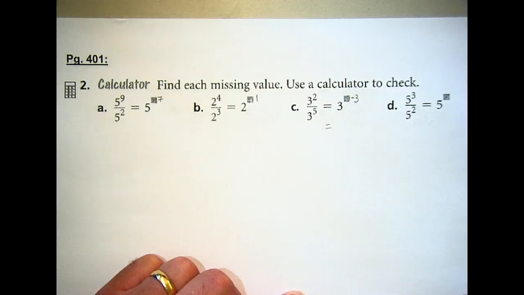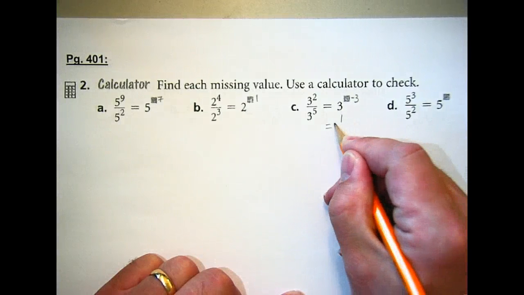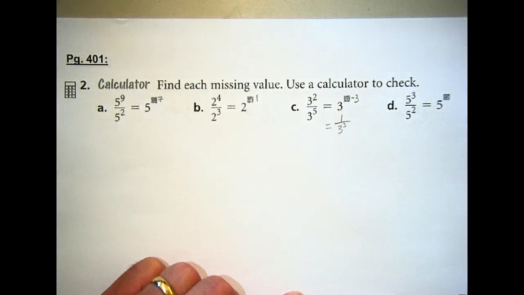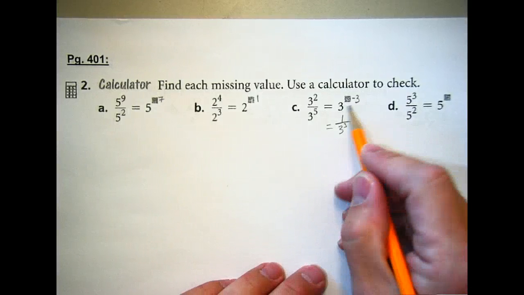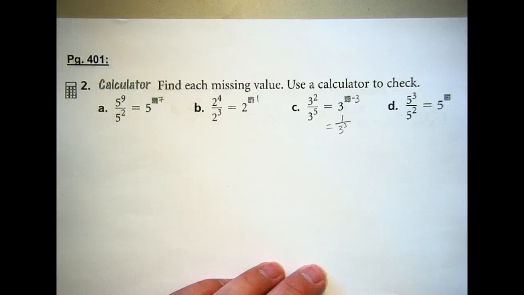Anyone want to raise their hand and tell me? Kelly? 1 over 3 to the 3rd. Hey, I have good peripheral vision, man. I saw it. 1 over 3 to the 3rd. Good. This works. All right.